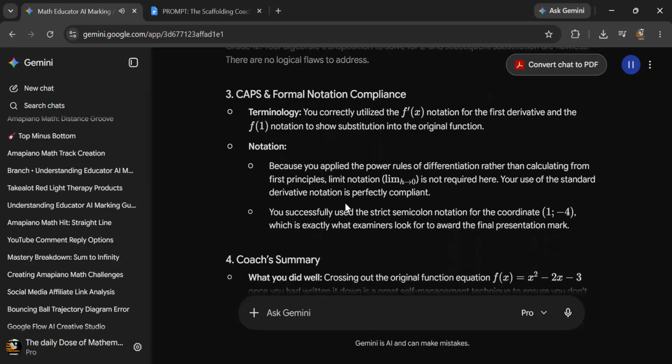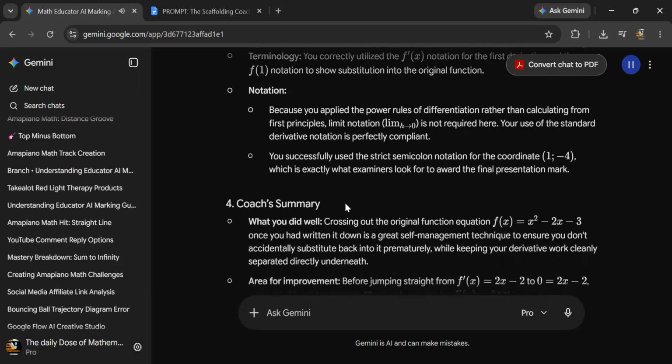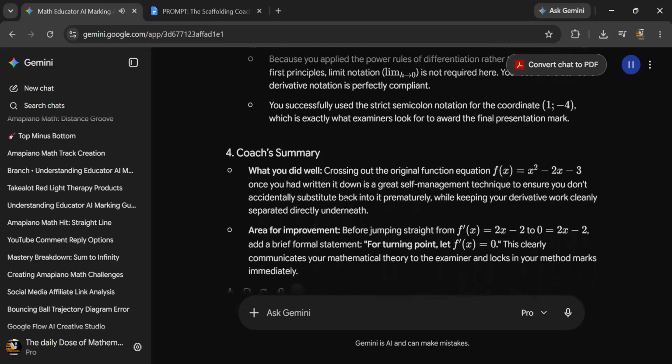3. CAPS and formal notation compliance. Terminology: you correctly utilized the f'(x) notation for the first derivative and the f(1) notation to show substitution into the original function. Notation: because you applied the power rules of differentiation rather than calculating from first principles, limit notation, lim as h tends to 0, is not required here. Your use of the standard derivative notation is perfectly compliant. You successfully used the strict semicolon notation for the coordinate (1; -4), which is exactly what examiners look for to award the final presentation mark.